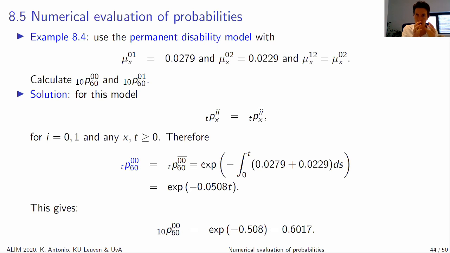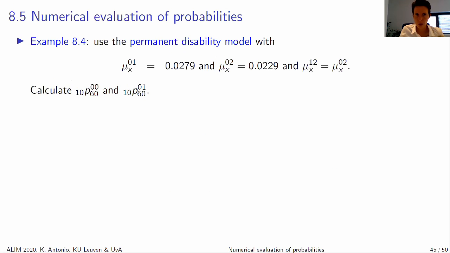Now, if you have somebody in state 0, then two transition intensities are applicable to him or her: the intensity to go from 0 to 1 and the intensity to go from 0 to 2. So that is the sum of two constants. You see them over here. You can work out this integral, that's very simple, and replacing the t with the value of 10, you get the probability that was requested. That would be the answer to our first question. Simple: we only rely on the expression for the sojourn probabilities here.